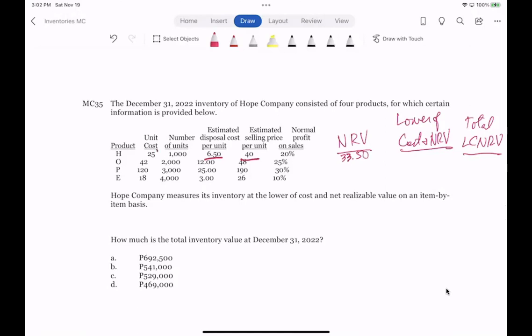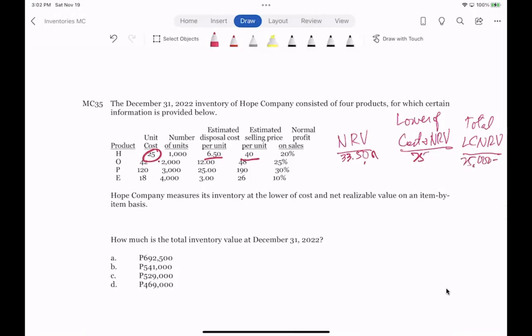Okay, unit cost is 25. So it's just between 33.50 and 25, and lower is 25. So 25 times 1,000, that is 25,000.